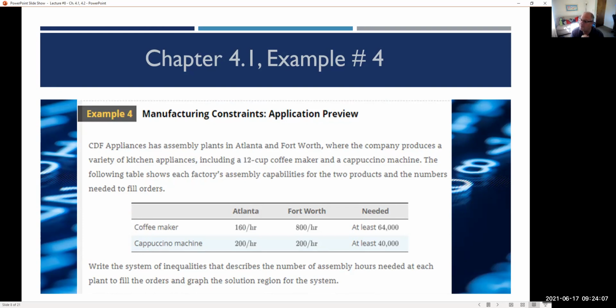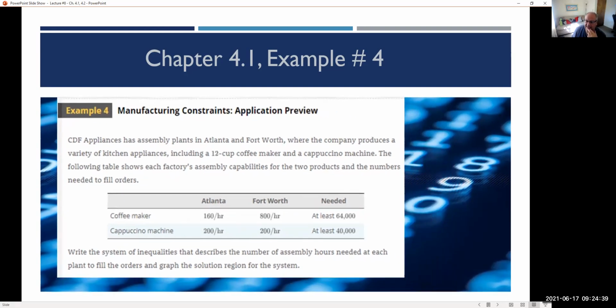So look at this table. It's a lot of information and it's kind of complicated, but you don't have to really delve into all of this if you just understand that you can make statements with inequalities and observe what the graph looks like and use corner points, right? So the question says, write the system of inequalities that describes the number of assembly hours needed at each plant to fill the orders and graph the solution region for the system. So if we need at least 64,000 and we can make 160 per hour, we can make statements based on that idea.